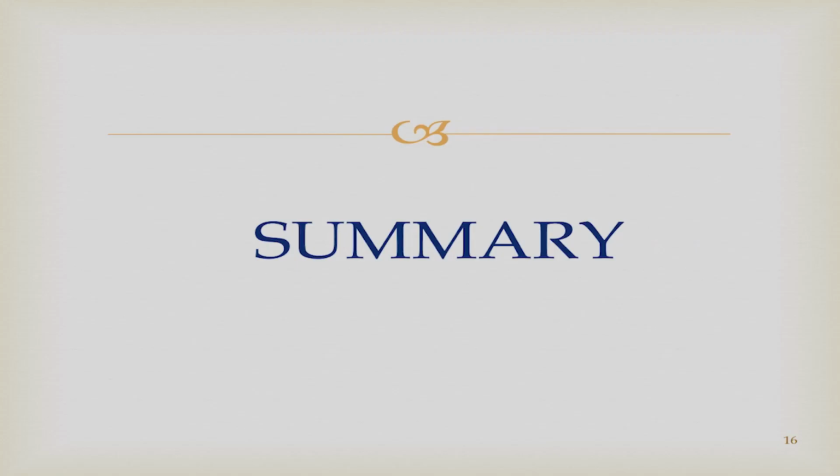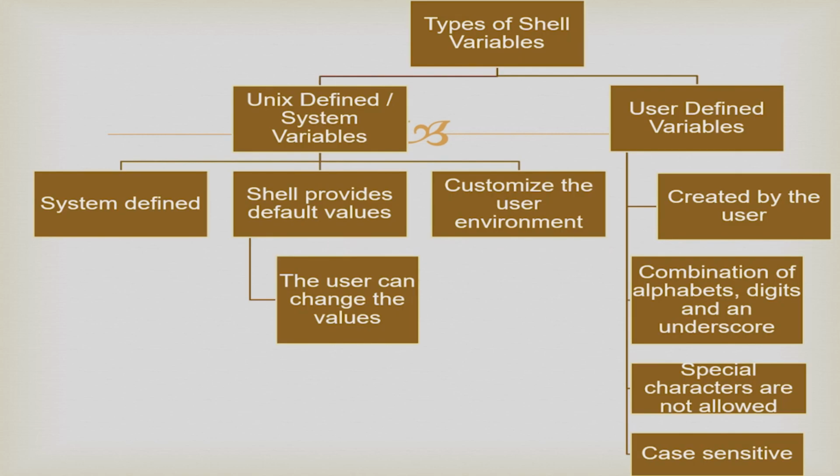This video explains about shell variables and shell keywords. There are two types of shell variables, namely Unix defined system variables and user defined variables. For the system defined variables, the shell provides the default values. However, the user can change the values. These variables are used to customize the user environment. User defined variables are the variables which are created by the user in order to solve a problem.